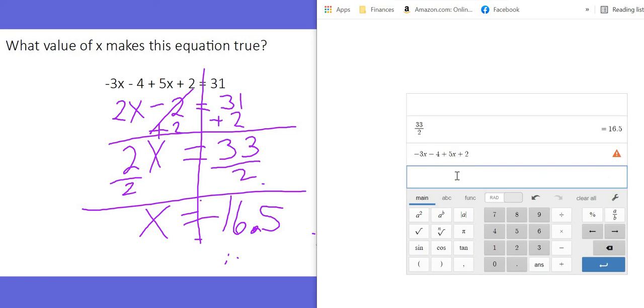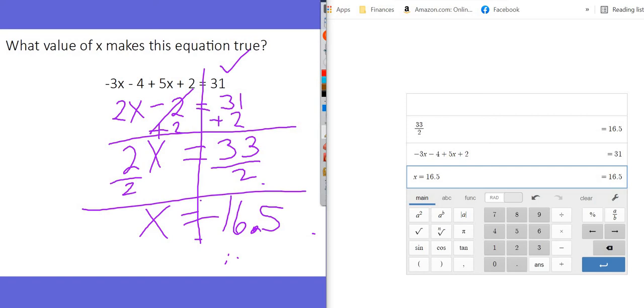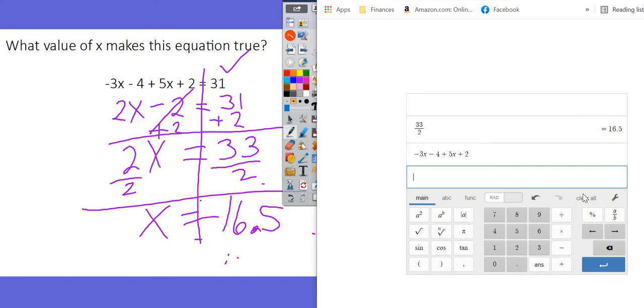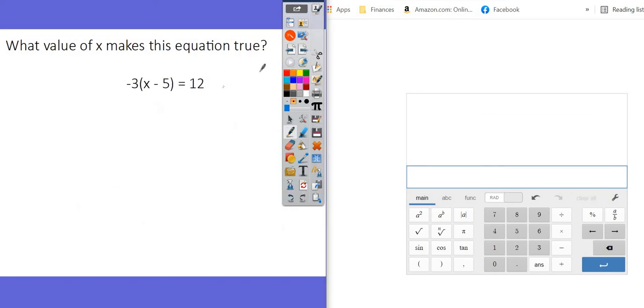We're going to go to our next line and type in x equals 16.5, and that gives us 31, which is exactly what we have here. So that means, again, we solved our equation correctly. So when you see something that looks like that, you've got to put your families together first before you start solving. So let's go to our next equation.